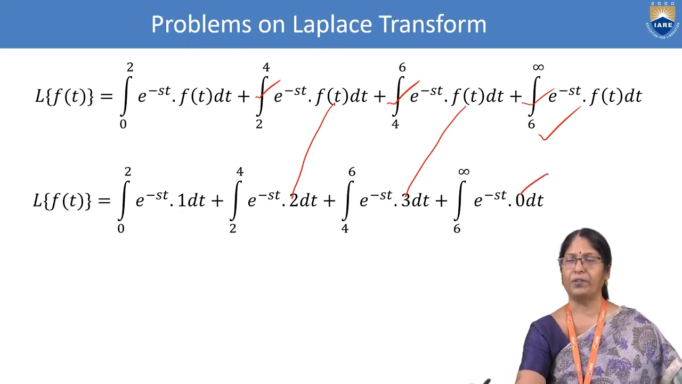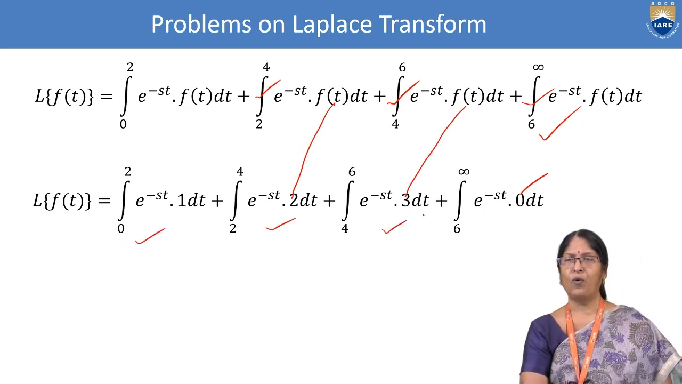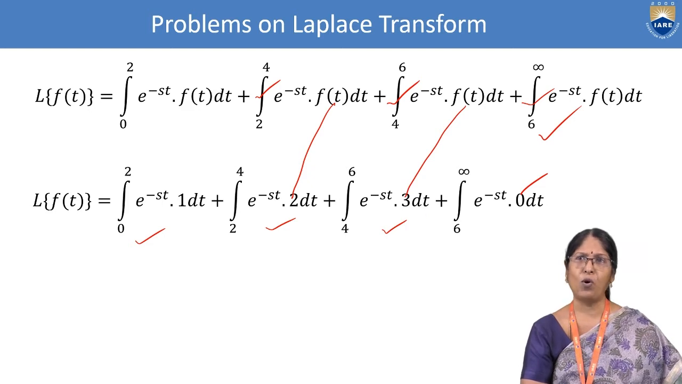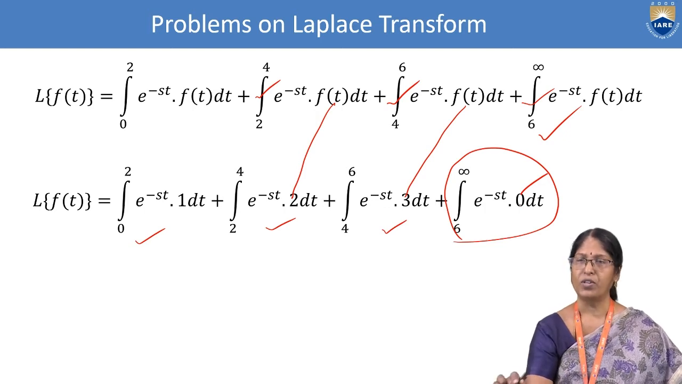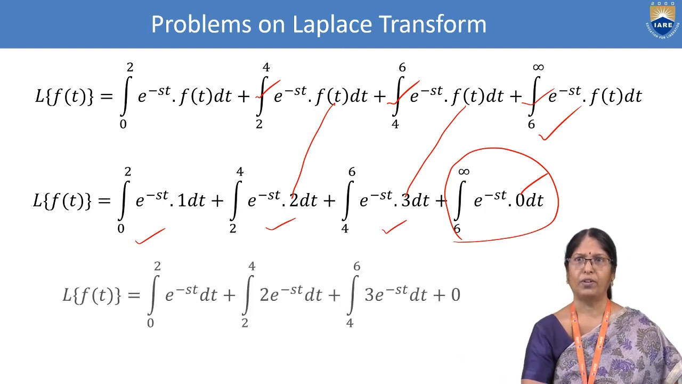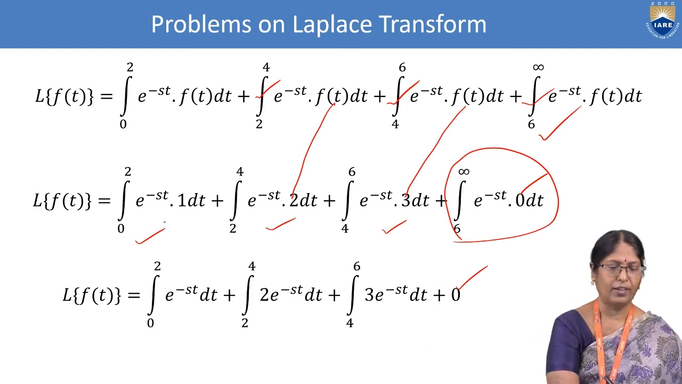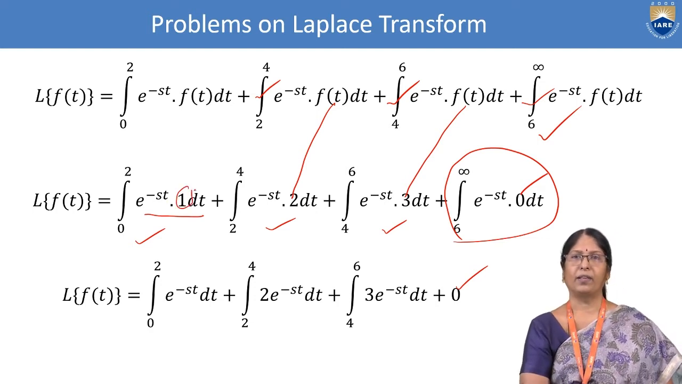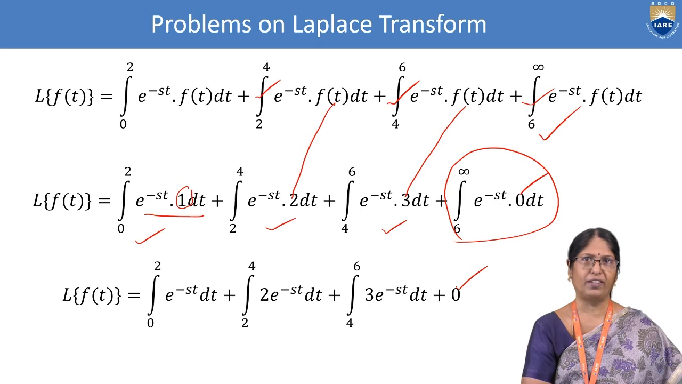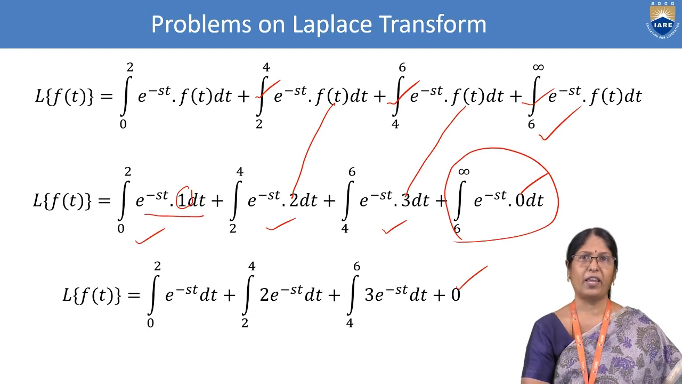Yes, we substituted. Now, first, second, third. So we have 4 integrals. Among the 4 integrals, the last one is getting cancelled because the function is 0. 0 into anything is 0. That is the reason the value of that integral is 0. Remaining everything, the first one is the multiplicative identity, the 1. Because if you multiply any number with 1, we will get the same result.